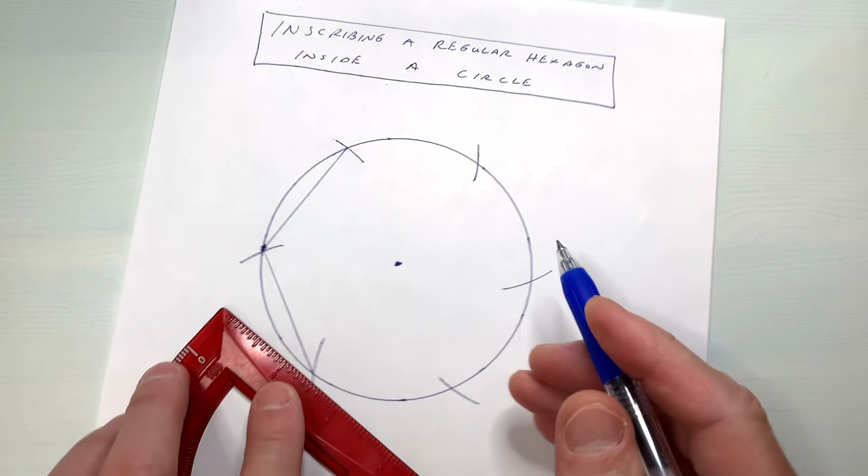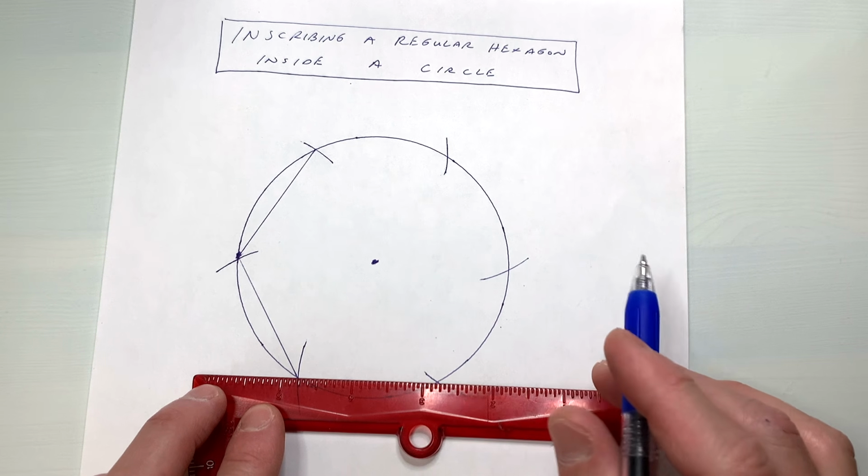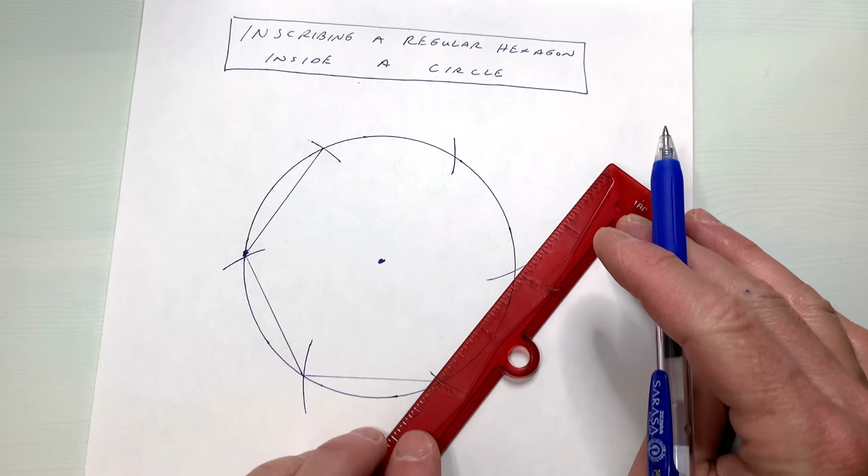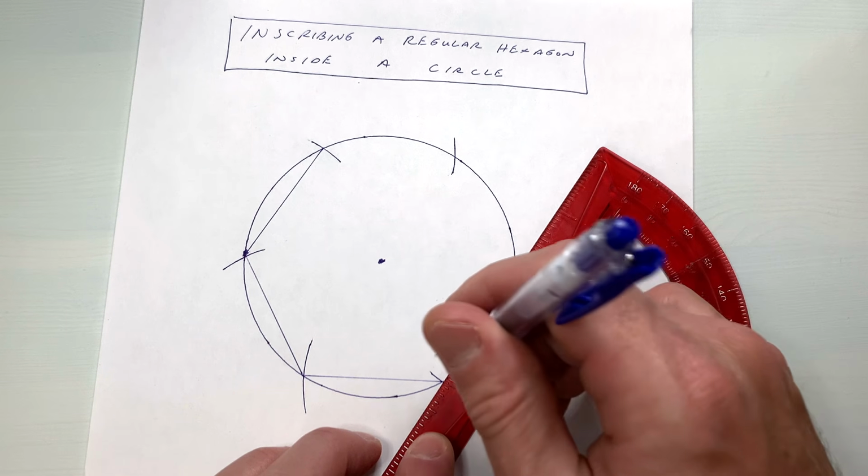See what we get here. It should be a perfect hexagon, a regular hexagon, where all the sides are congruent and all the angles are congruent. Let's see how this is looking here.